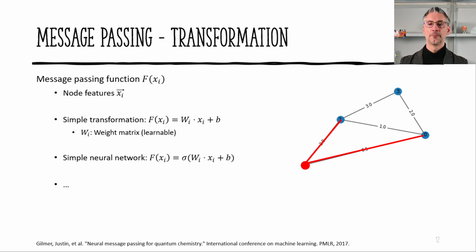Now we need some sort of message passing function. As we said, we need to apply some function to it. We have the node features, and the simplest way we could do is apply a weight, like do a linear regression out of it. A little bit better, and this is where the graph neural network comes in, we build a simple neural network. We have a learnable weight matrix and a transfer function.